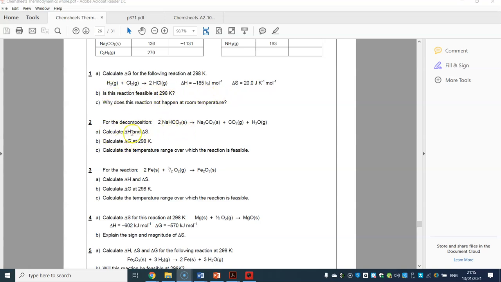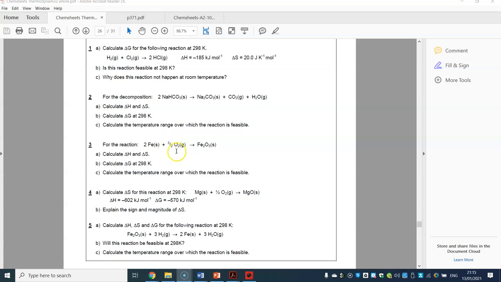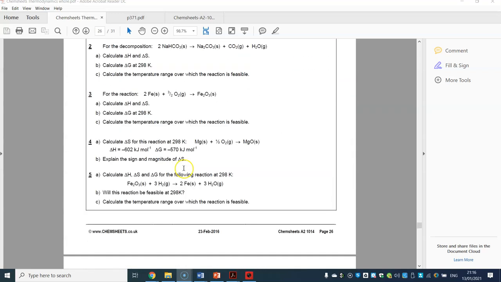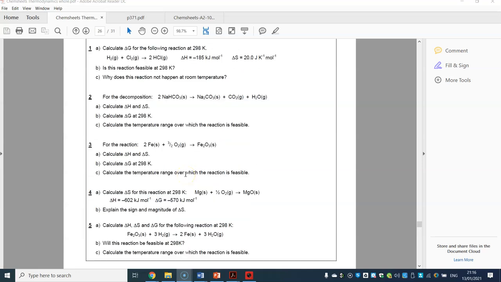I'd like you to do questions 2, 3, 4 and 5, all of which you're going to have to work out delta H and work out delta S, then combine them in the delta G equation. So delta G equals delta H minus T delta S. Do that for those questions, please. Don't worry about the questions below. We're not going to worry about those just for now. So questions 1 to 5, I reckon that'll do you for the day.